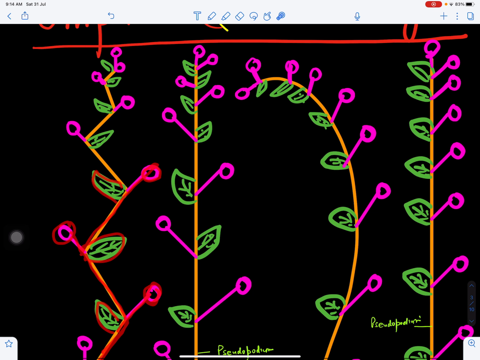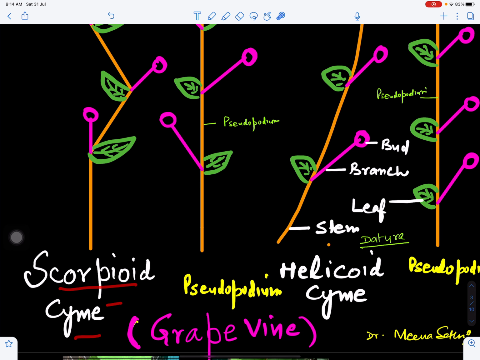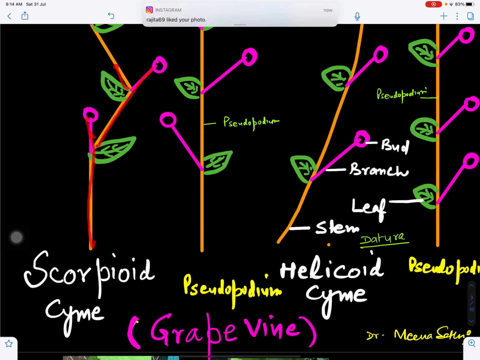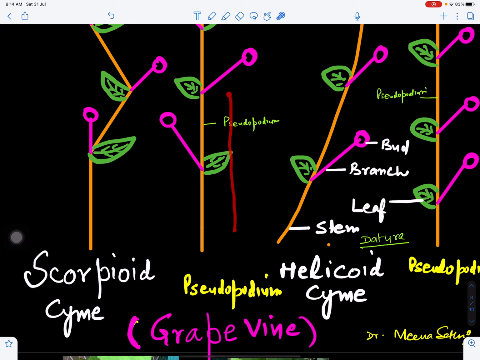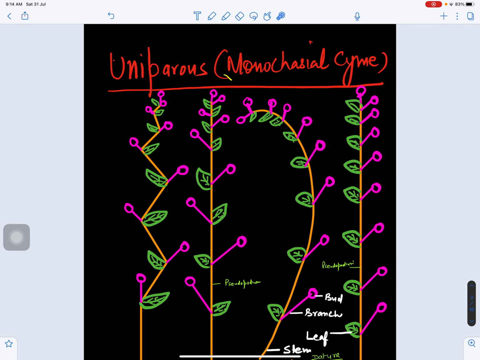We can see here up to this. So alternately, this is called as Scorpioid cyme. Now here we can again see the main axis will be formed by fusion of this, this and this. So this is called as pseudoaxis, right? So this is not a simple axis. This is formed by fusion of many branches. So this is called as pseudoaxis. So this is also called as uniparous monochasial cyme.